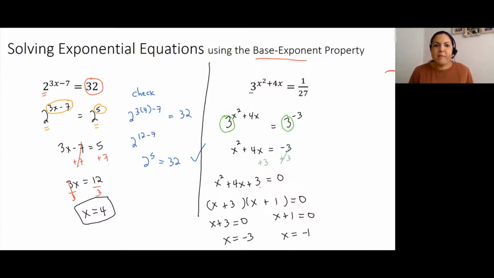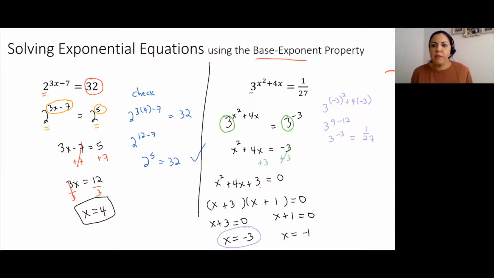So let me come over here and check this. So I'm going to start with the negative 3. So if I plug that into the left-hand side, I'm putting parentheses here. That's going to give me 9 minus 12, which is 3 to the negative 3, which is 1 over 27. So it looks like x equals negative 3 is a valid solution.